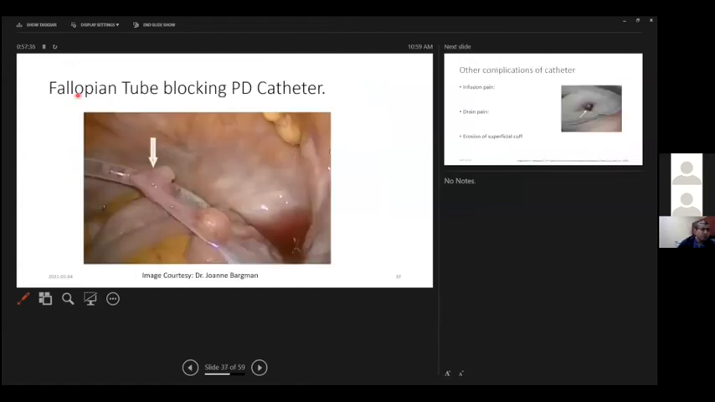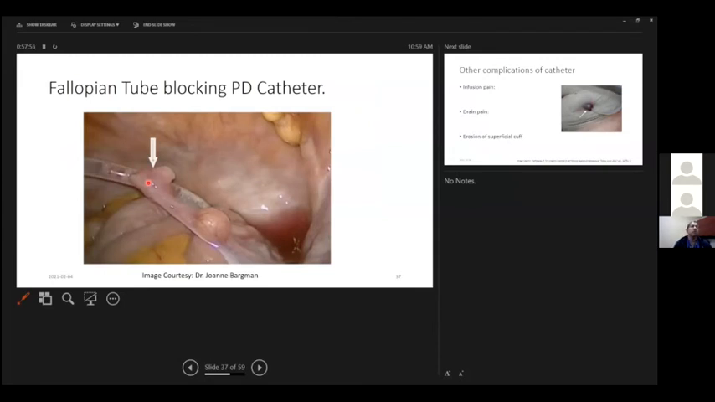Okay, what about a fallopian tube? In female patients, what happens is the fallopian tubes come and just kiss the catheter. They try to get inside it, and that forms the problem. So it's more of an outflow issue, okay? So it's like this: a female patient who is on PD doing quite well, and suddenly the catheter stops.